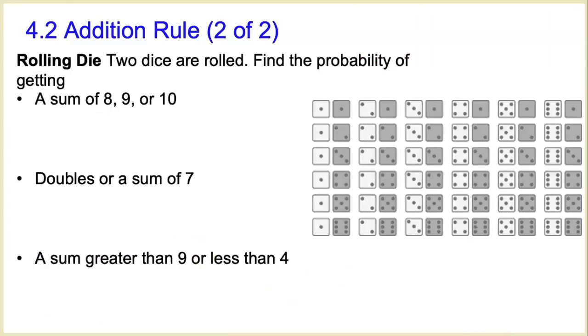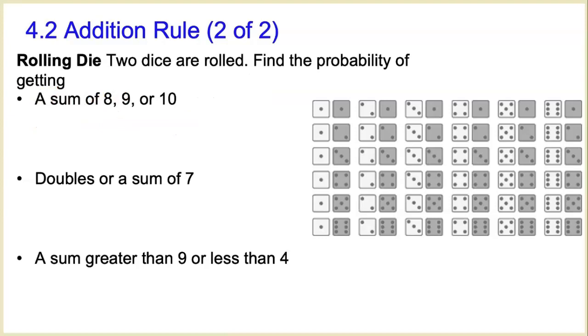Now, we continue to try to look and determine if events are mutually exclusive or non-mutually exclusive, and this is all addition because we only see the word or: a sum of 8, 9, or 10, doubles or a sum of 7, a sum greater than 9 or less than 4. So we think about our first probability. So we roll 2 dice. This is the sample space, these 36 outcomes. We want to find the probability of getting a sum of 8, 9, or 10.